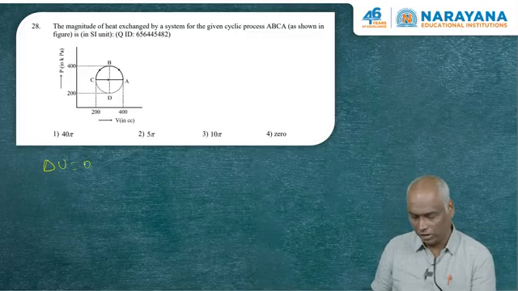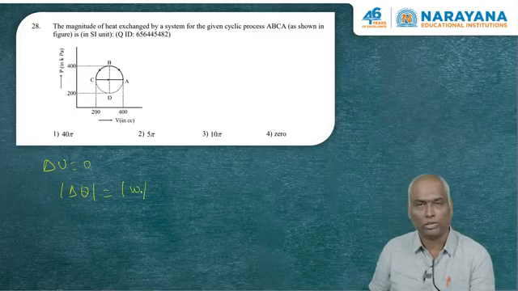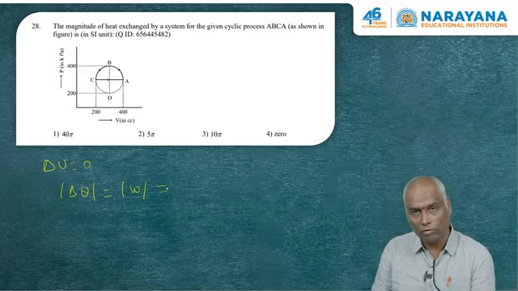Because there is no change in internal energy, the magnitude of heat exchange, they're asking only the magnitude, should be equal to the magnitude of work done in the process. The magnitude of work done should be the area enclosed within this cyclic process. Because there are two different quantities along the x and y axes, it is equivalent to an ellipse. So this area is going to be half of the ellipse, so it becomes pi AB divided by 2.